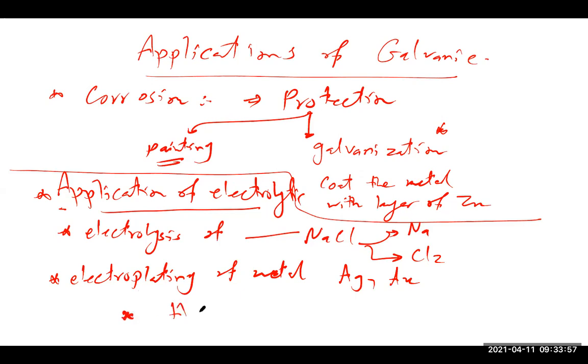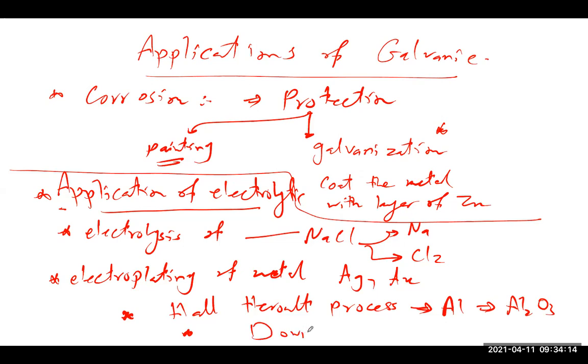Third, the Hall-Héroult process, and this process is used to produce aluminum from the electrolysis of Al2O3, and it's used in industry. And the last one is the Downs cell, and the Downs cell is the cell used for electrolysis of NaCl to produce sodium and chlorine.